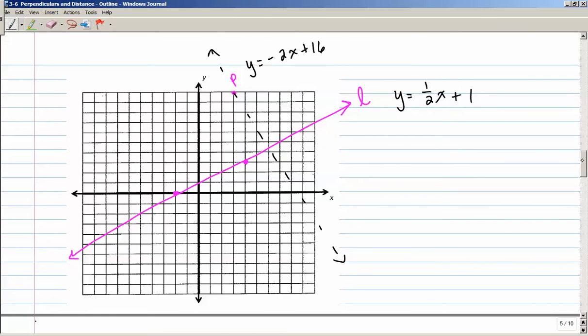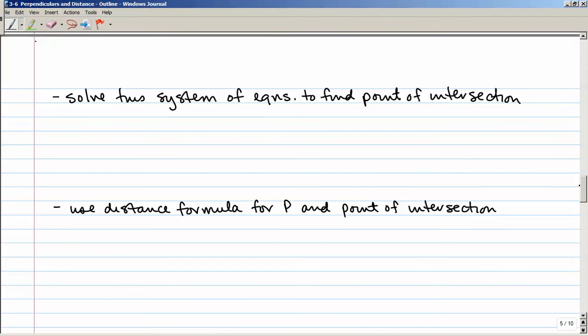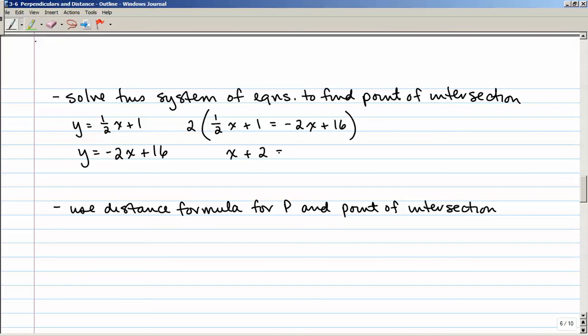To do that, I'm going to solve a system of equations. Since both of them are equal to y, I have y equals 1/2 x plus 1 and y equals -2x plus 16. I can set both of them equal to each other. The top one equals y, the bottom one equals y. So I can say 1/2 x plus 1 equals -2x plus 16. And let's solve that for x. Probably the easiest way is to get rid of that pesky fraction and multiply everything by 2. So that's going to give me x plus 2 equals -4x plus 32, or 5x is equal to 30, or x is equal to 6. That's the x coordinate of the point of intersection of those two lines.